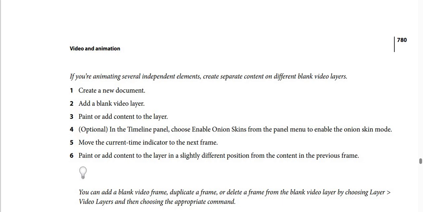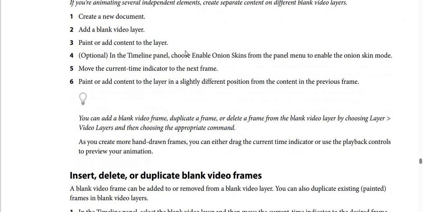Step number 6, paint or add content to the layer in a slightly different position from the content in the previous frame. And by the way, you can add a blank video frame, duplicate a frame, or delete a frame from the blank video layer by choosing layers, then choosing video layers and then choosing the appropriate command. And as you create more hand-drawn frames, you can also either drag the current time indicator or use the playback controls to preview your animation.